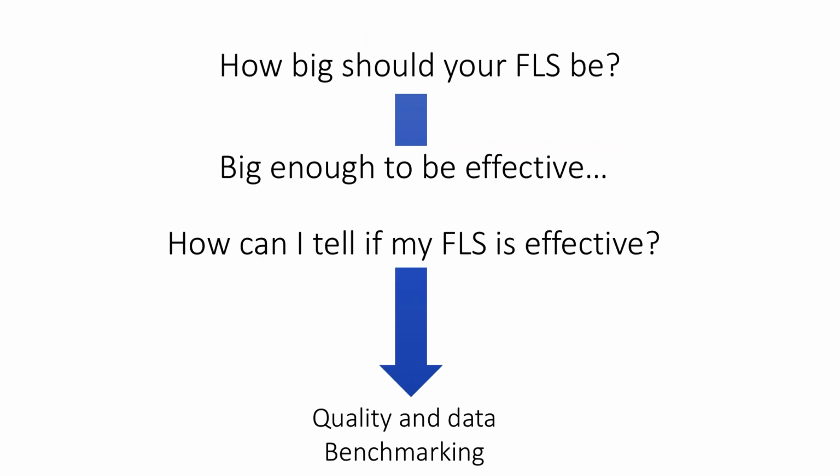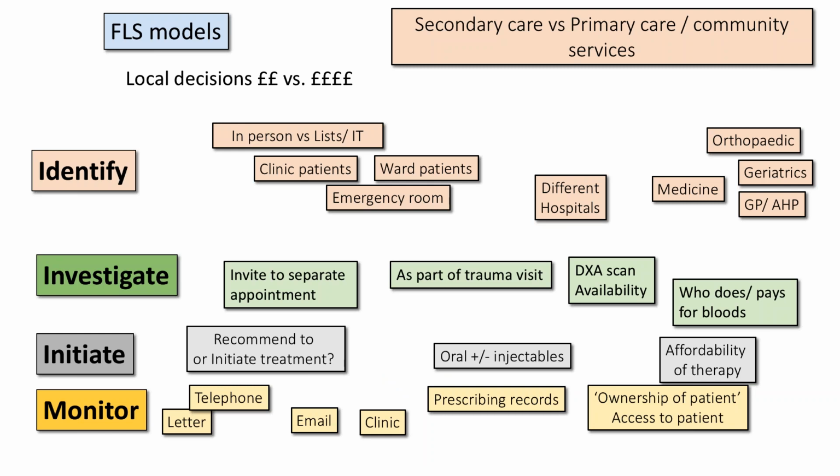Because your FLS should be big enough to be effective. And the way we can tell if our FLS is effective is by quality and data benchmarking. Because there are a number of decisions an FLS has to make as it sets itself up. How will it identify patients using in-person face-to-face visits, which are more effective for adherence, or by using remote letters and correspondences, which have a lower adherence rate?